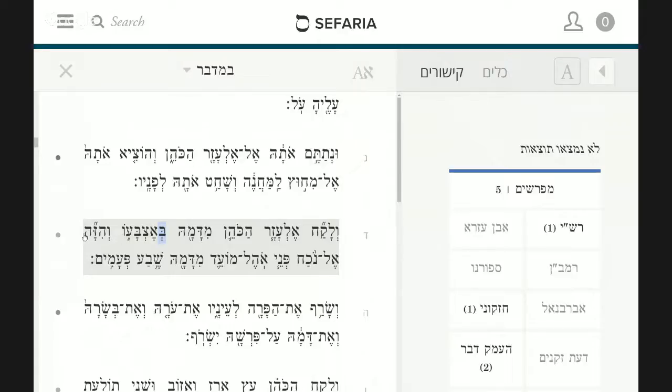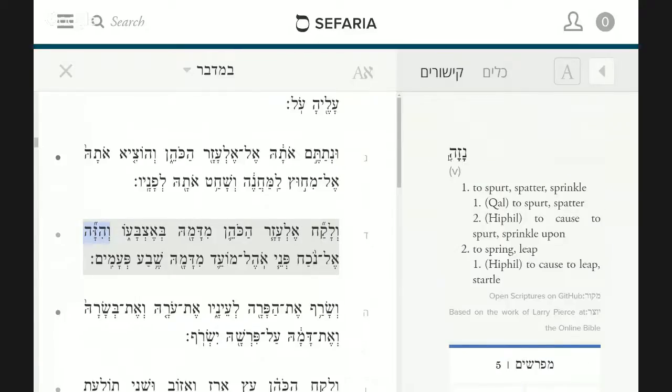The hizah, and hizah means to sprinkle. You can see it's got the nun in there that ends up getting absorbed into that dot in the zayin. So nazah is the basic root of it, but hizah is to sprinkle, and it's in the hifil, to cause to spurt, to sprinkle on. So basically he's dipping his finger and splashing the blood. Okay, so hizah.